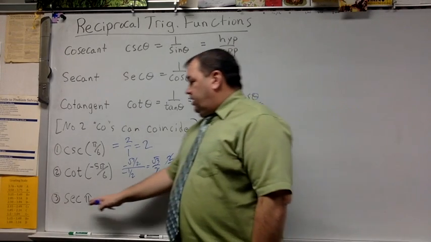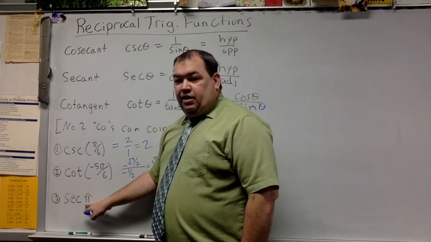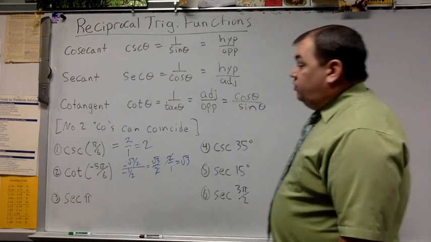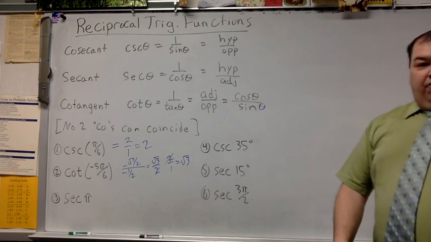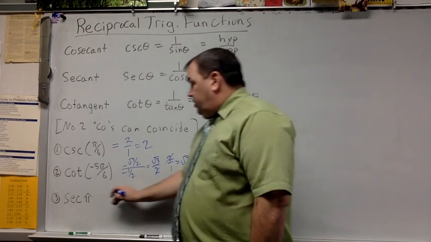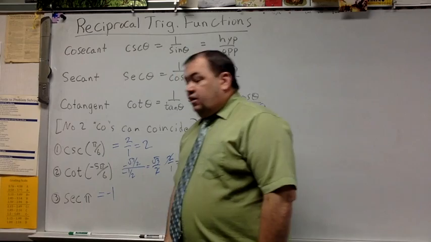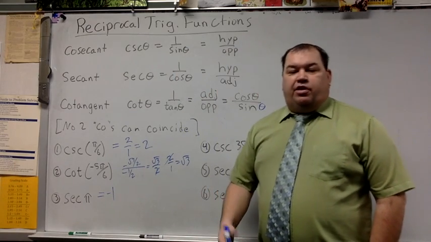Secant is related to cosine. So go to pi, find the cosine, and you'll see that the cosine is -1. If I reciprocal -1, I still have -1. So those values are all there.